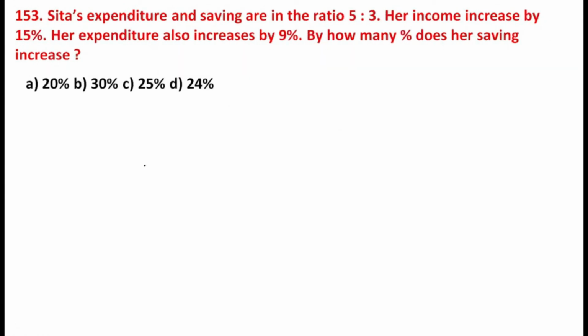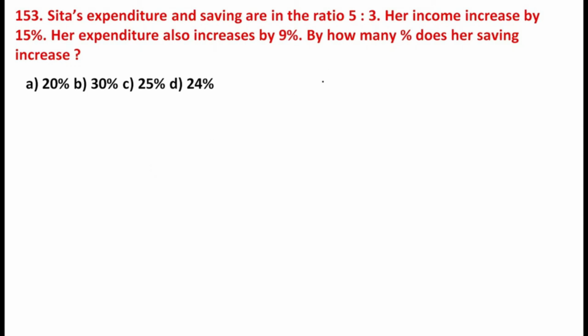See, just see the information. There is a person, Sita, whose ratio of expenditure to savings is 5 is to 3. Her income is increased by 15%. Her expenditure is also increased by 9%. By how much percentage do her savings increase? How much percentage increases the savings?